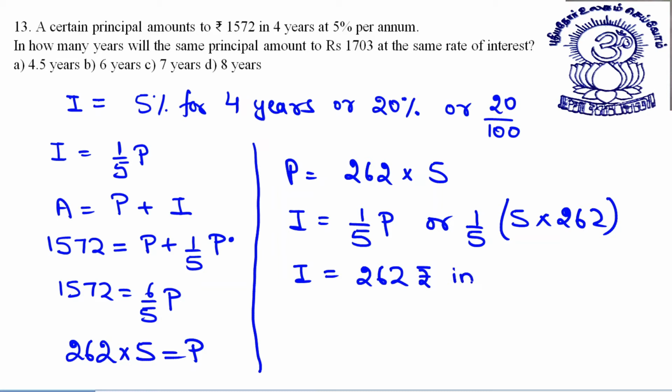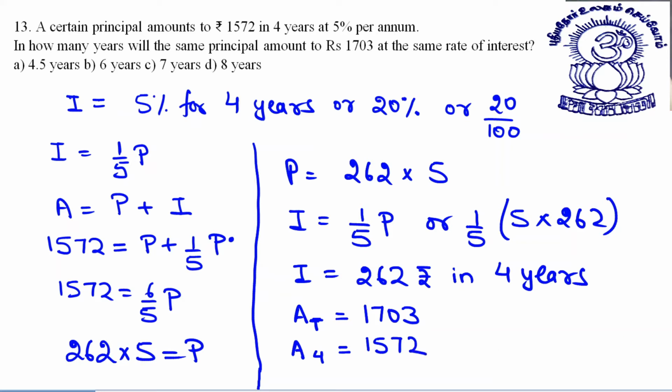262 rupees in how many years? In 4 years. Now students, let's look at it. No need to make the question lengthy. We are given the interest after 4 years, and we are asked in how many years the same principal will amount to rupees 1703. The amount after 4 years is given to us as 1572.